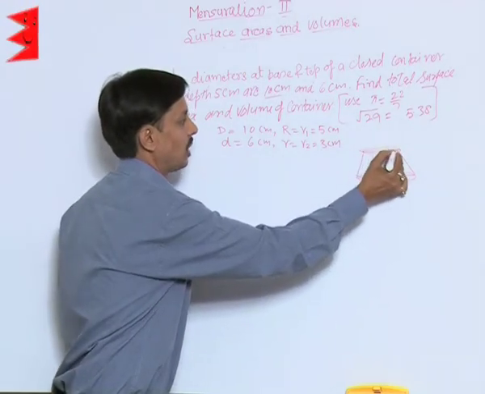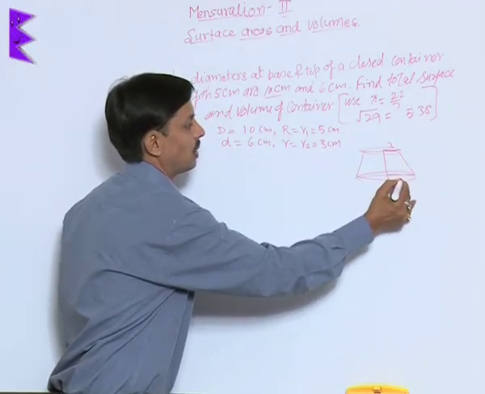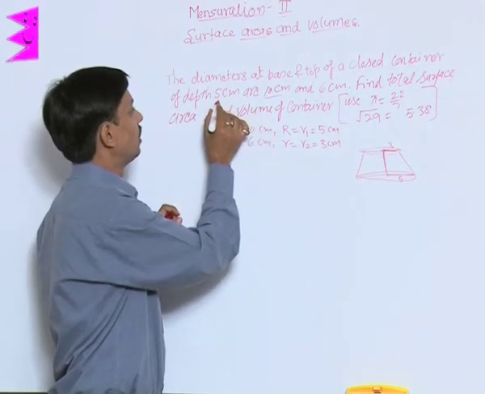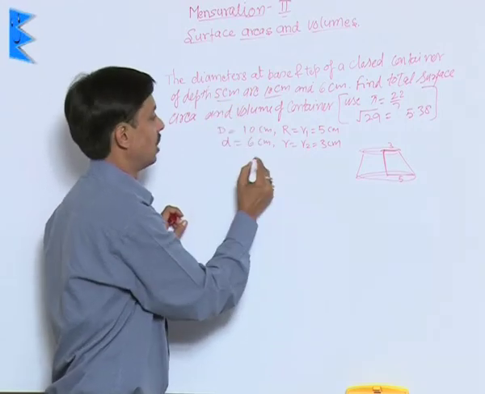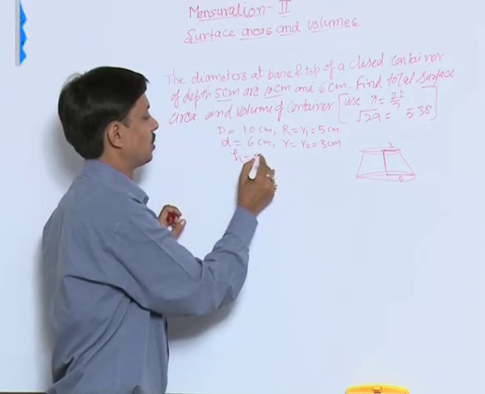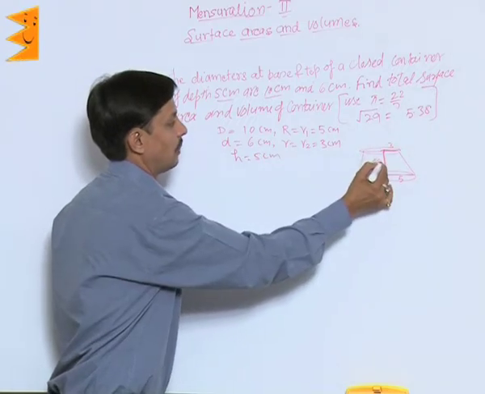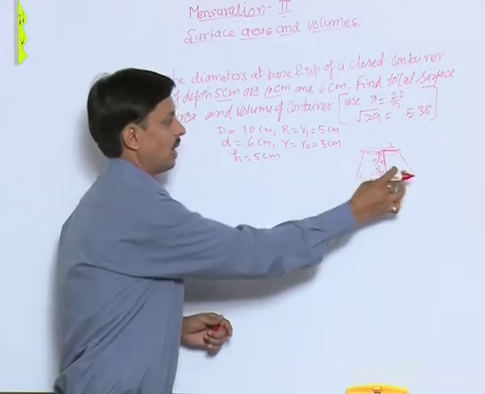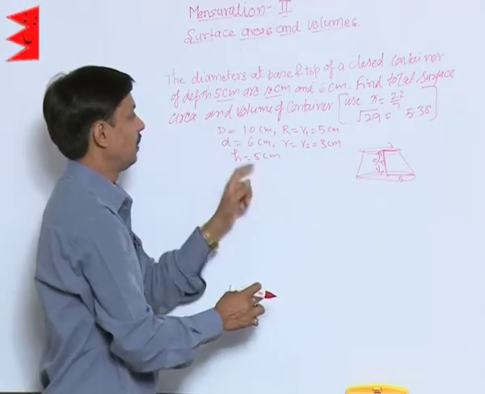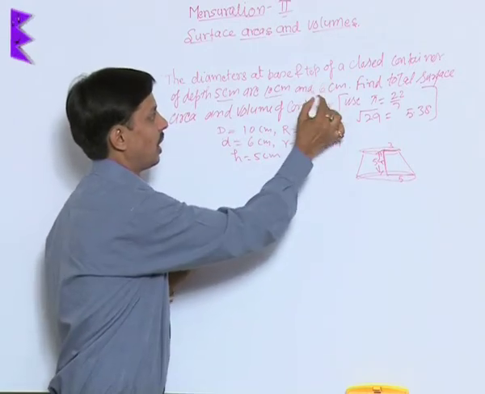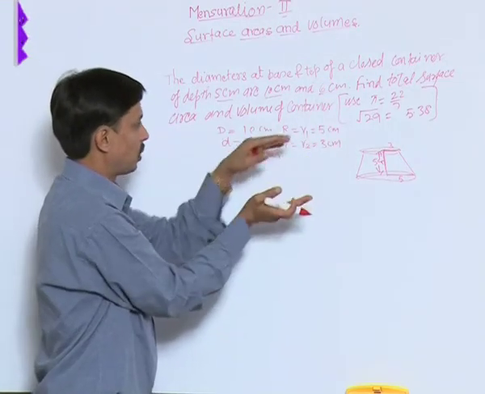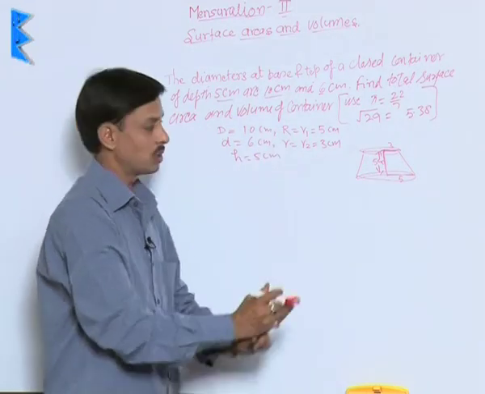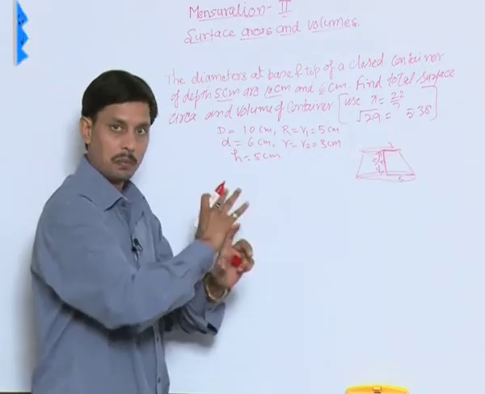This one is how much? 3. This one is how much? 5. And this depth is given what? 5 centimeter. That is, h is equal to 5 centimeter. Bigger radius, half of 10, 5. Smaller radius, half of 6, 3. Depth of container, closed container, 5 centimeter. As the container is closed, it is closed from base and top both.